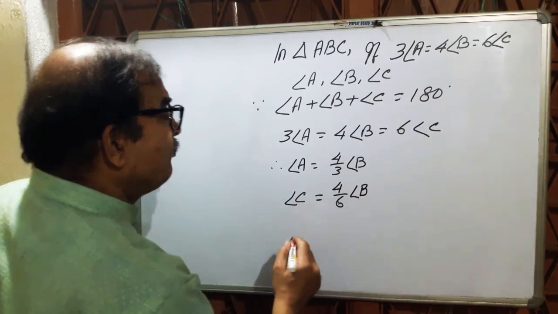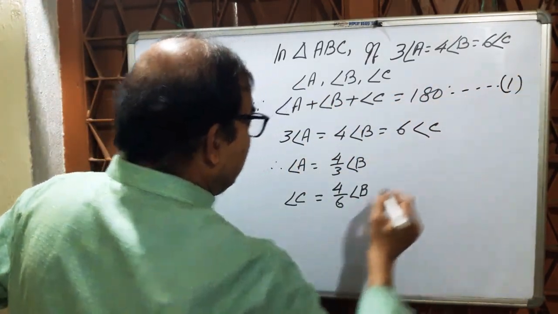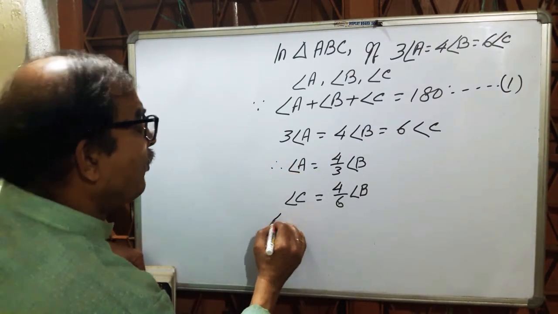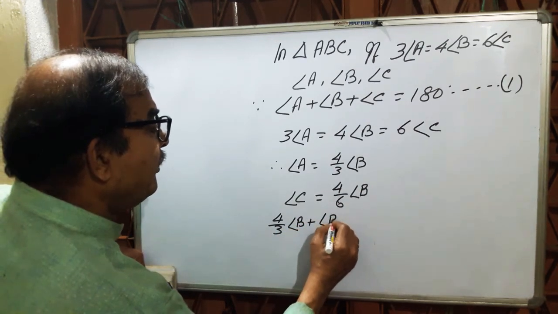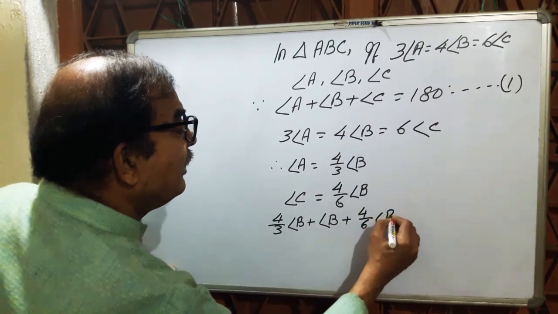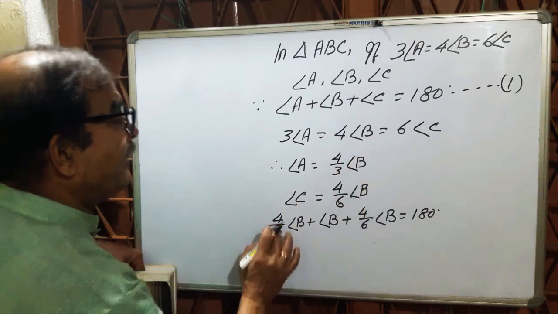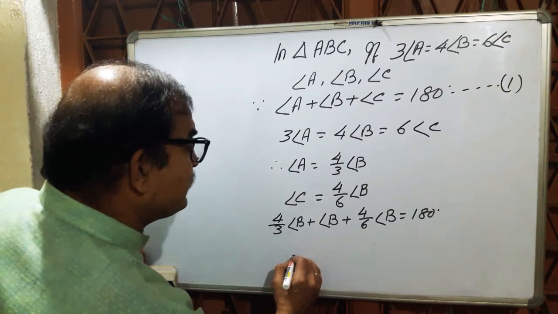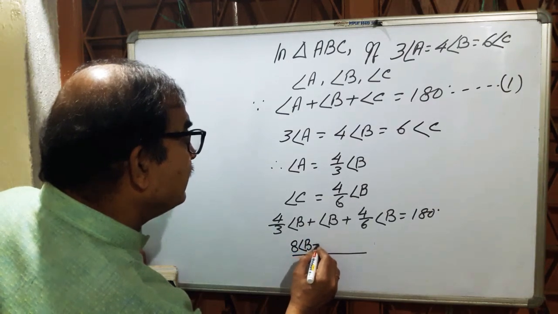Now you put this value of A, B, C in these equations. In these equations, what will you get? 4 by 3 angle B plus angle B plus 4 by 6 angle B equal to 180 degree. Just to see, angle A equal to 4 by 3 angle B, which I have written in these equations. Now you will get 3 and 6 LCM equal to 6. X equal to 6.